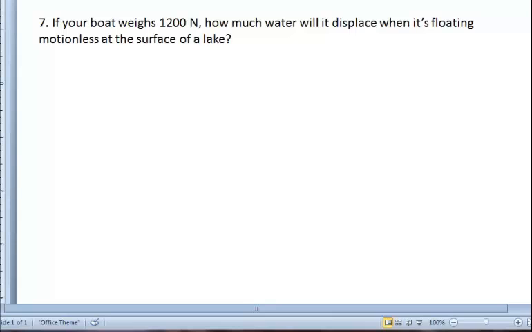Now what we've got is problem 7, for your reading pleasure, or listening, or watching, I guess, pleasure. So your boat weighs 1,200 newtons. It's on the lake, and here's our boat. Russian boat story here, but I won't commit that to video. So we've got our boat, and it weighs 1,200 newtons.